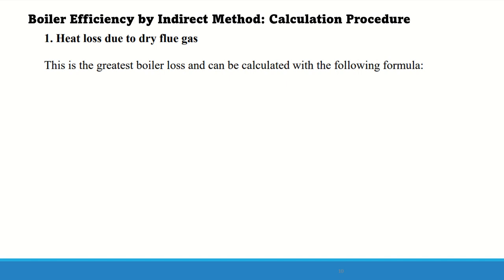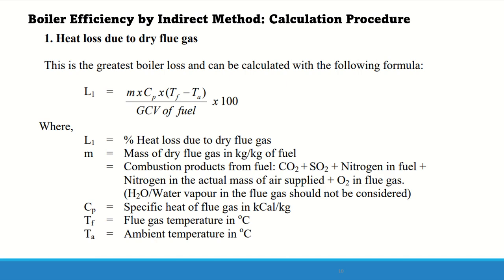Okay, then the formula is L1, loss one, equal to the mass of dry flue gases times Cp of dry flue gas, measured in the flue gas analysis, times the flue gas temperature minus the ambient temperature, divided by the gross calorific value of the fuel. Okay, this is the first loss. Unit conversions are very important. Here I take the specific heat as kilocalories per kg degree Celsius, temperature in degrees Celsius, and mass in kilograms of fuel.